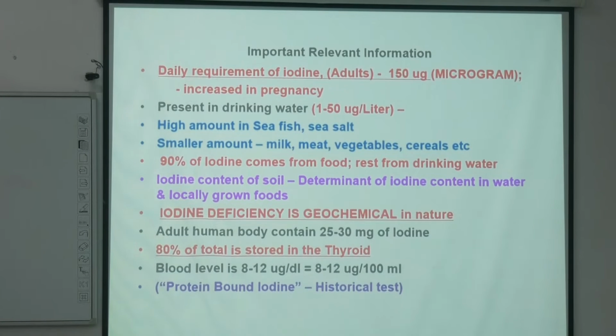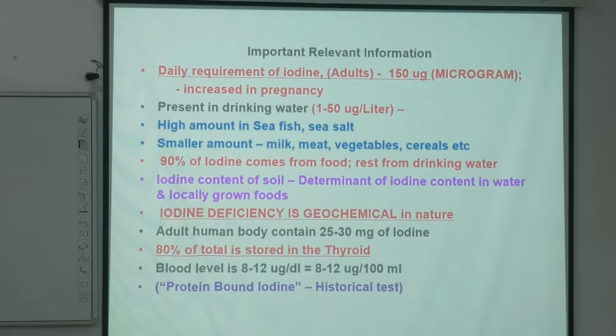However, we get a major amount of iodine from dietary sources, from cereals, from vegetables, and smaller amounts come from milk, meat, vegetables, and cereals. And 90% of the iodine requirement is usually met by the food, and the rest from drinking water. Now, the iodine content of the soil in any area is the determinant of iodine deficiency in that particular area. And throughout the world, iodine is a scarce element, and that's why nature has evolved mechanisms to preserve iodine as much as it can, and use it economically.